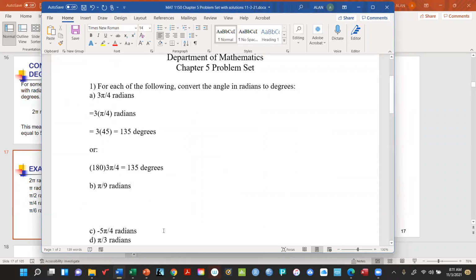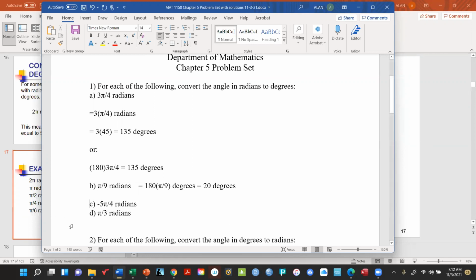So for this one, for example, pi over 9 radians is the same thing as 180 times pi over 9 degrees. It's that 180 that's converting it, and therefore you end up with 20 degrees. Okay, so the radians are converted into degrees with the constant 180, which is very simple. Now, what happens with these negative ones?